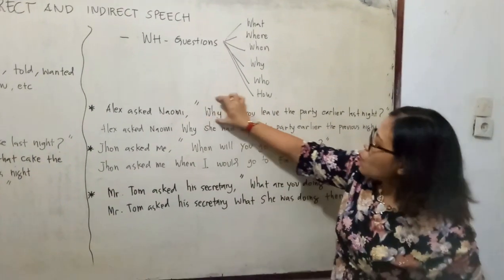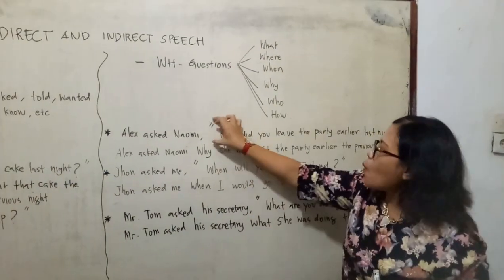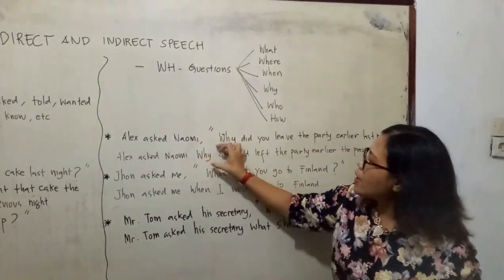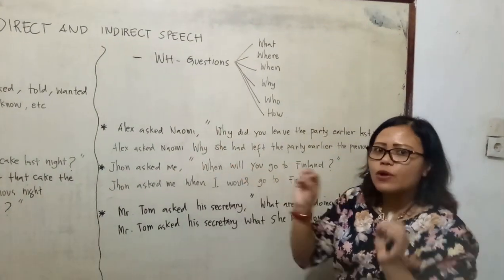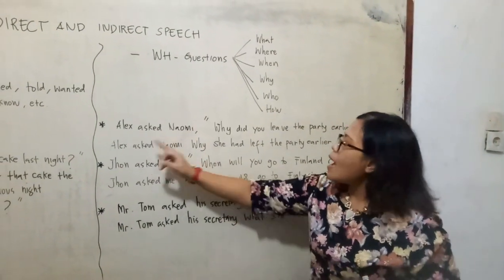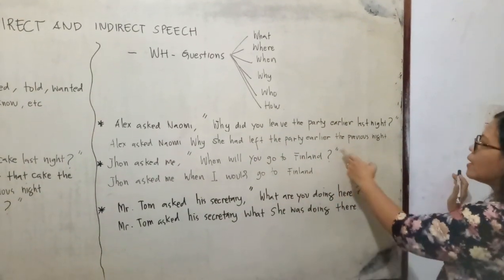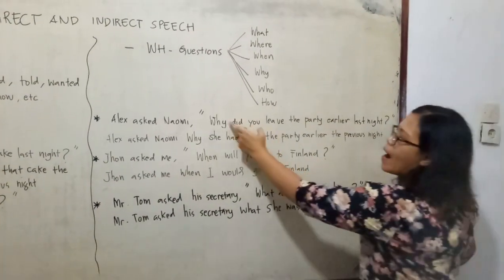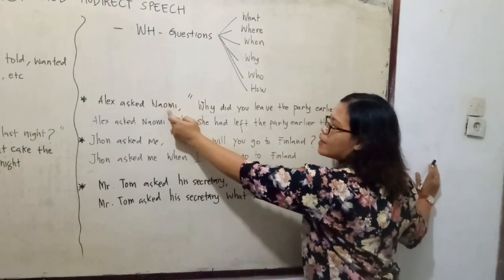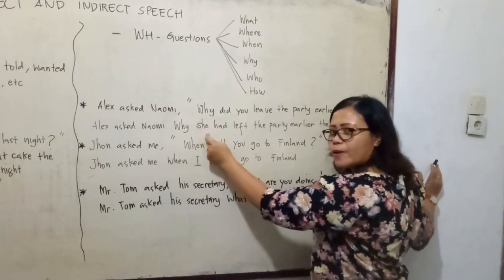You can see it is question form, but if you want to change the direct into reported, the question changes to become a statement here. So after the question word why, you have to put the subject after the question word why. Alex asked Naomi why she had left the party earlier the previous night. Why? And then you here, you refers to Naomi. So you have to put she, refers to Naomi, in reported speech.